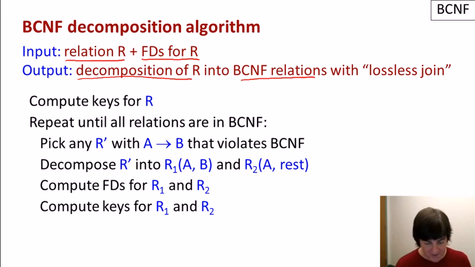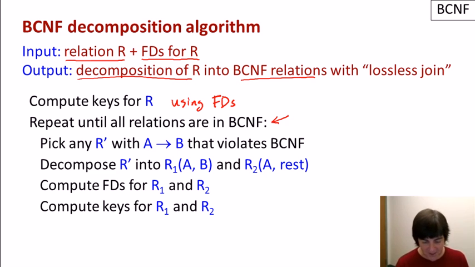So let's just go through it step by step. The first thing we're going to do is compute keys for R, and we're going to do that using functional dependencies as we've seen, and we saw the actual algorithm for doing that in a previous video. And then we're going to start doing the decomposition process. We're going to repeat the decomposition until all of the relations are in BCNF. So we're going to take R and break it up into smaller relations, and we might further break those into smaller relations and so on until every relation is good.